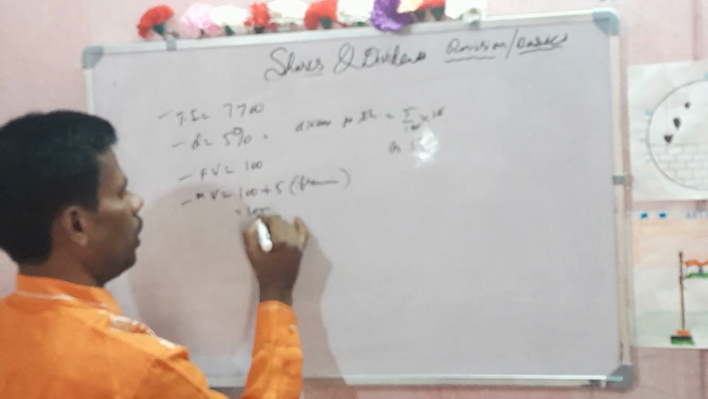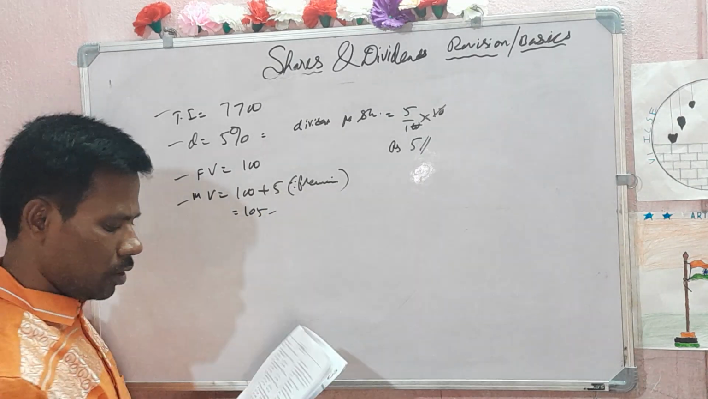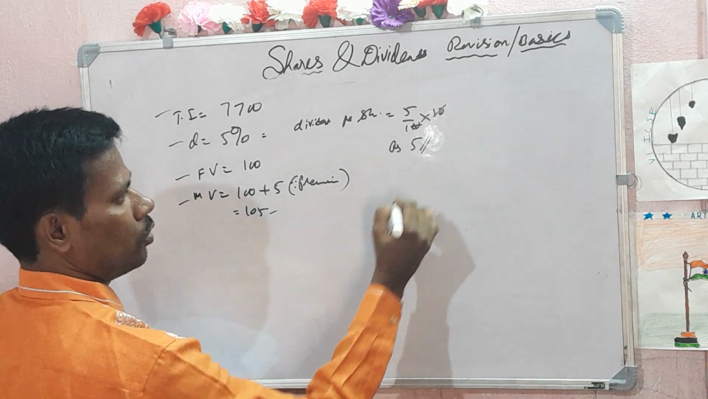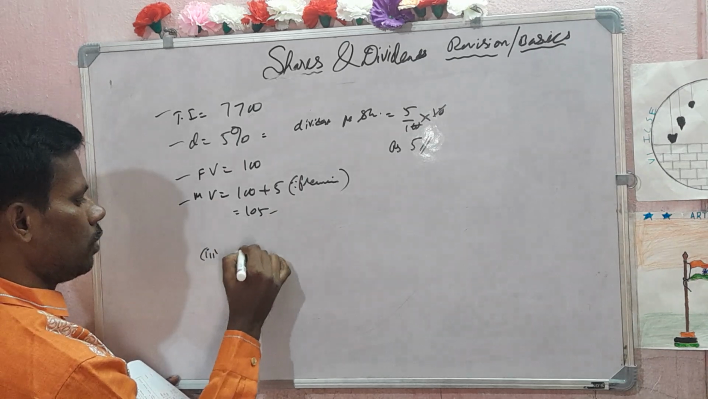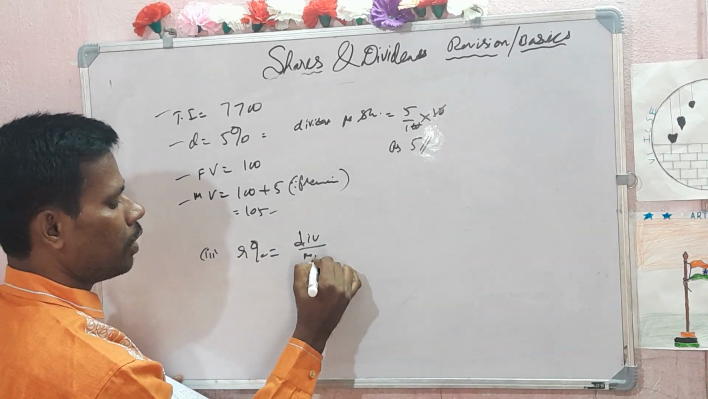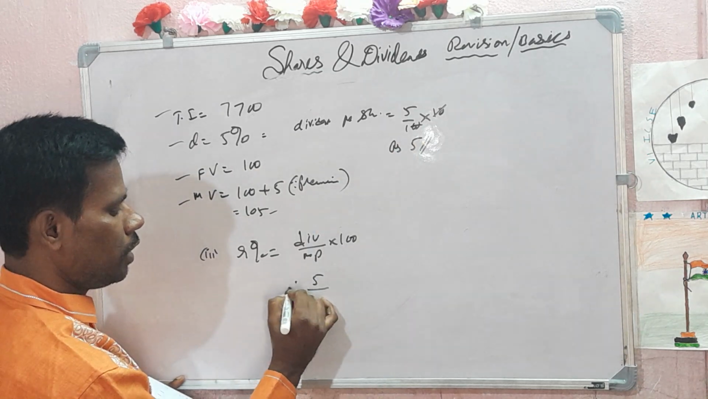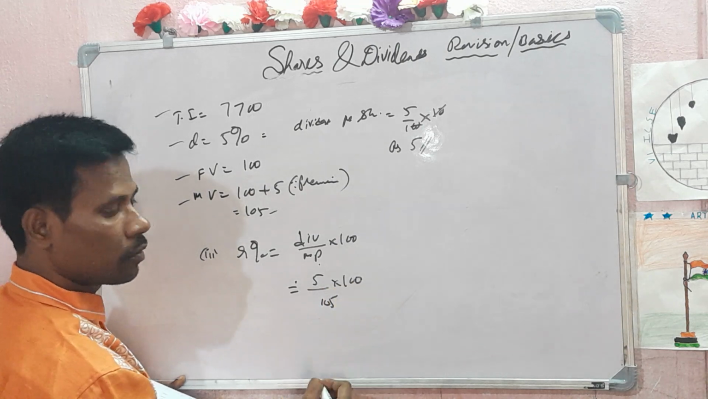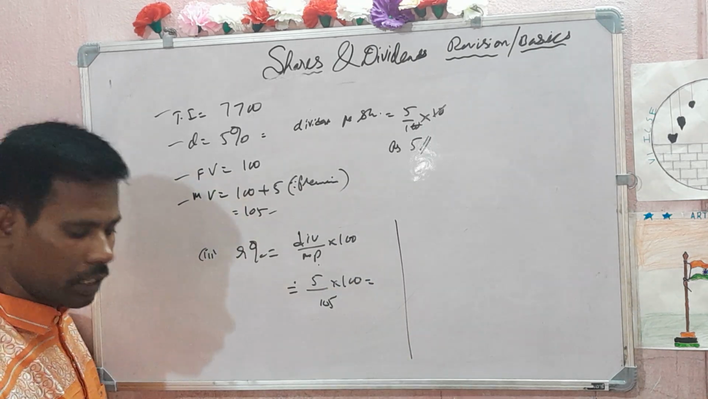Market value is 105. So rate percentage, that is percentage income, this is nothing but the third bit I am doing. Percentage income is nothing but rate percentage, which is equal to dividend by market price into 100. Dividend per share is 5, by market price 105, into 100. So this is the first one. Simplify it, you will get the answer.